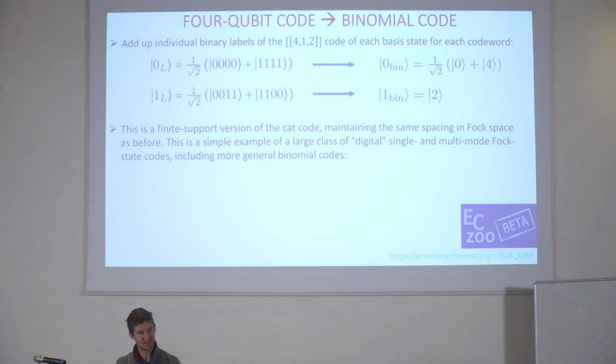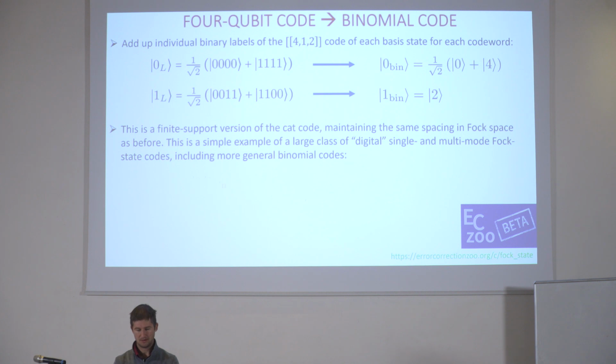This, again, you can think of as a CAT code. Why? Because it has the same type of spacing in Fock space as the CAT and the number phase codes. We, again, have a spacing. However, now, as opposed to the CAT and the number phase codes, we have finite support. We only go up to some maximum Fock state. So this is sort of a digital version of the CAT code.